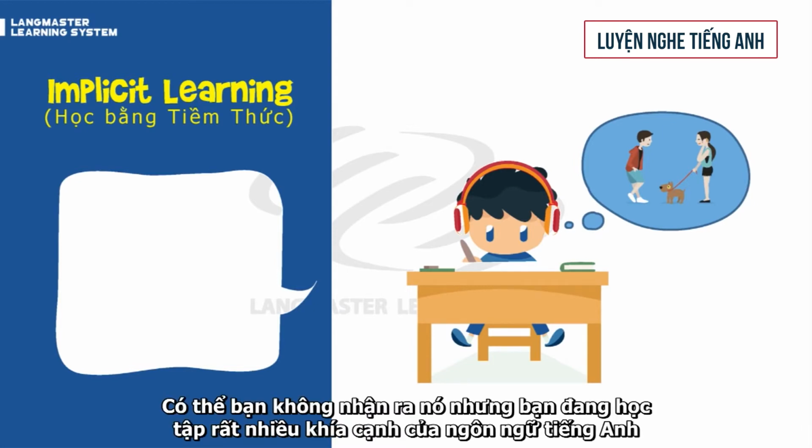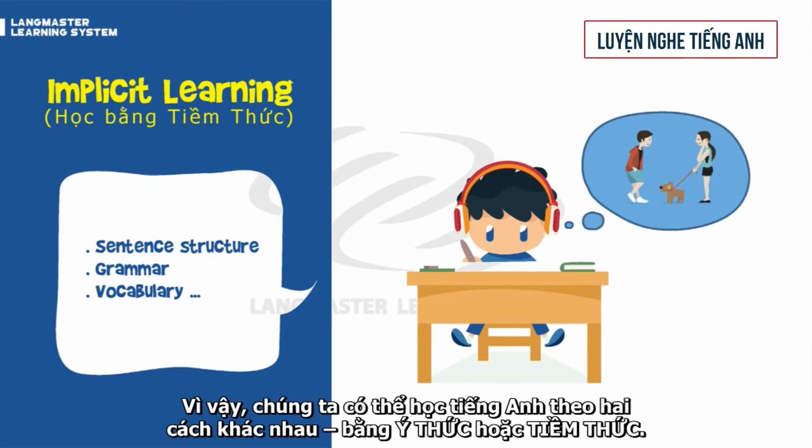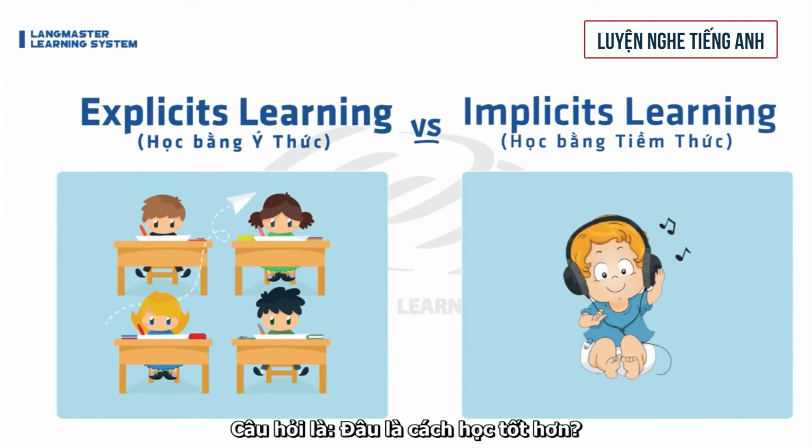But by doing this activity, you're simultaneously learning English. You may not realize it, but you're learning many aspects of the English language: the sentence structure, the grammar, the vocabulary, and so on. So we can learn English in 2 different ways, either explicitly or implicitly. The question is, which way of learning is better? To answer this question, consider this.